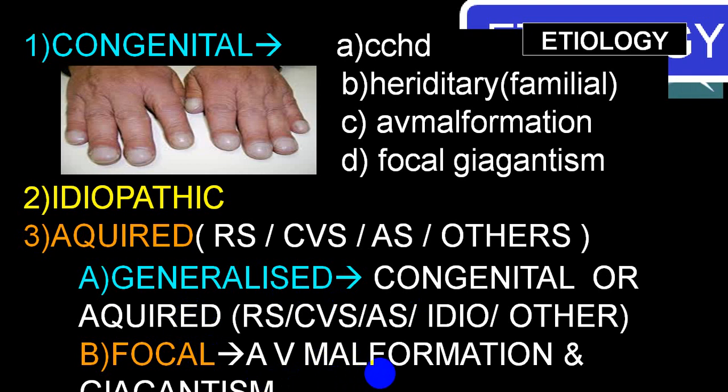There is one unilateral group, say for example, bronchogenic carcinoma like Pancoast tumor, aneurysm of subclavian arteries, etc. We'll be discussing that.